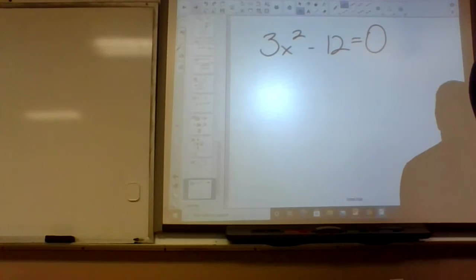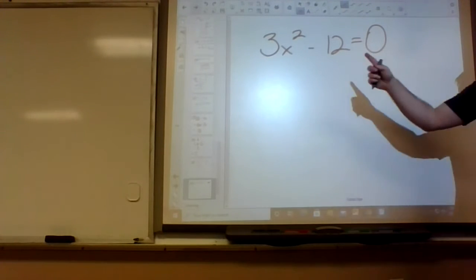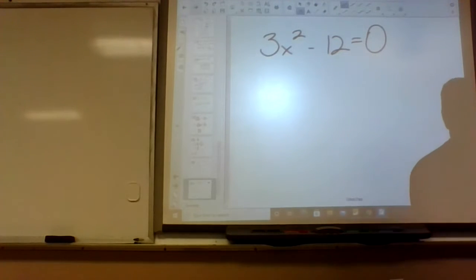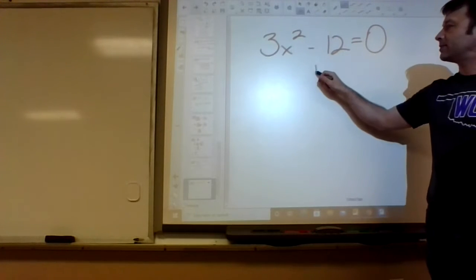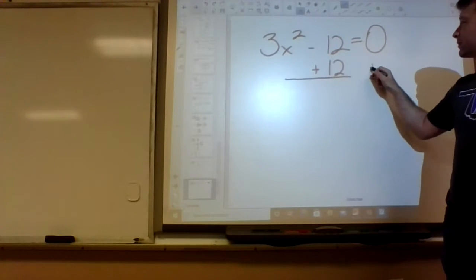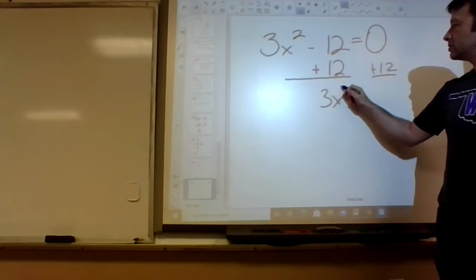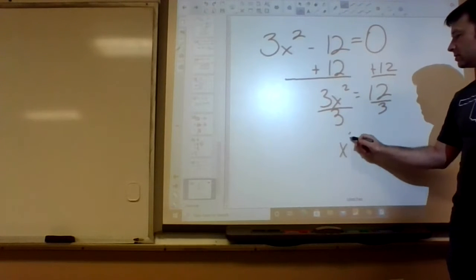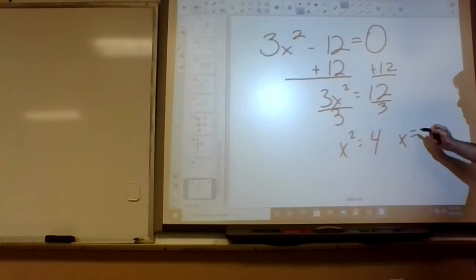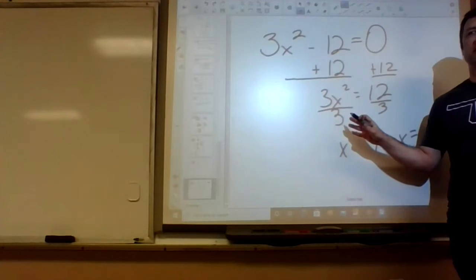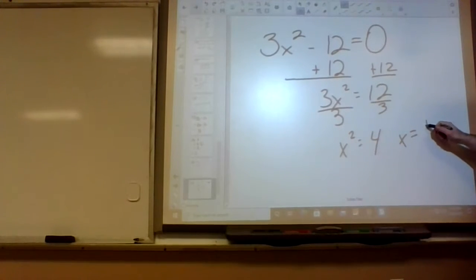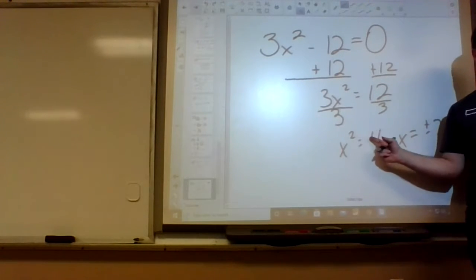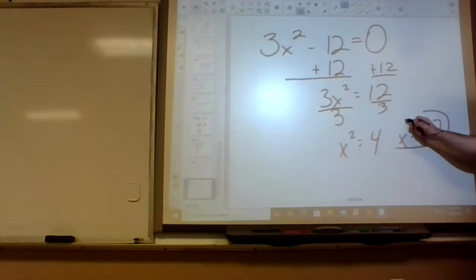Okay, you could factor this by taking something out and then doing a square minus a square. But if it just has an x squared, you can just get x squared by itself. So add 12, and then divide by 3. So you're going to be 2. And then you do the square root, plus or minus 2, right? Because what is negative 2 squared? Positive 4. Negative 2 times negative 2 is positive 4. So that's what we did yesterday.